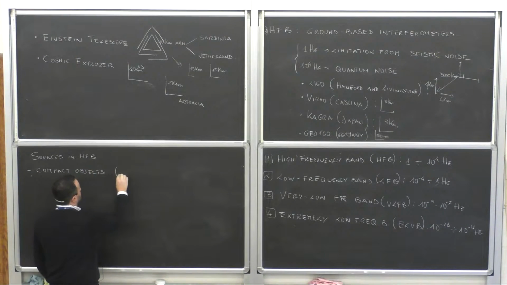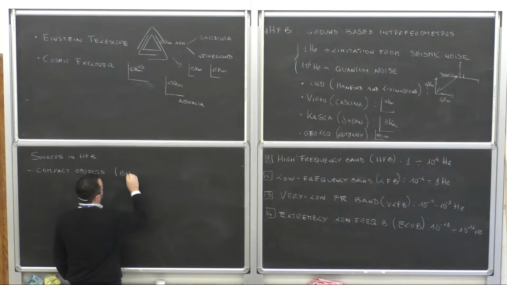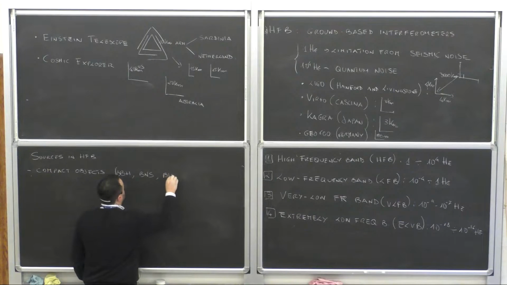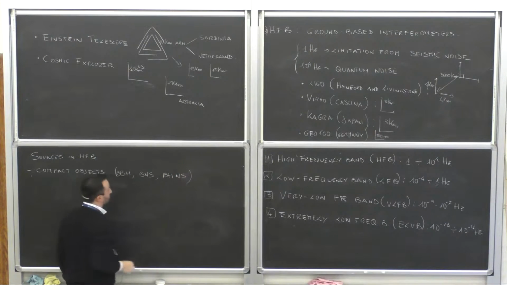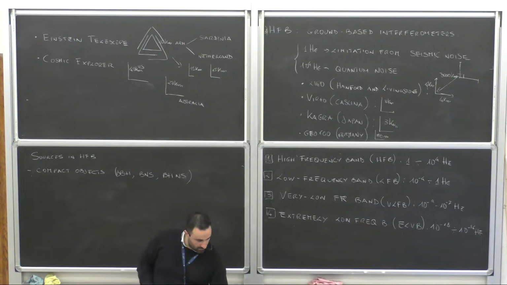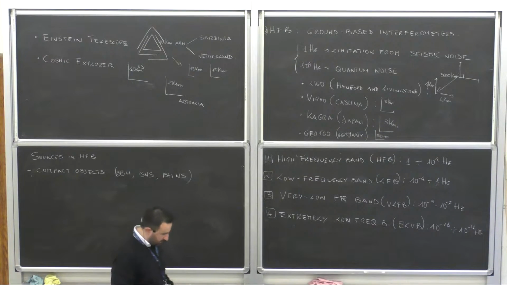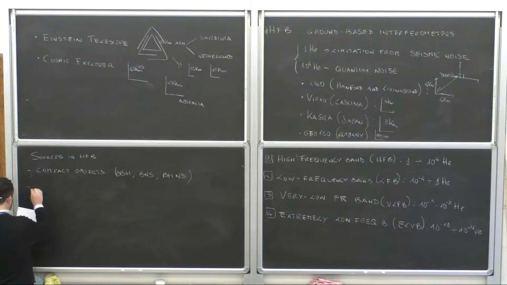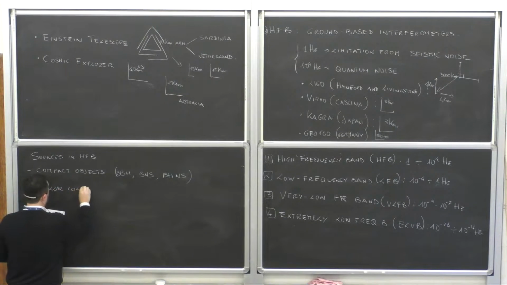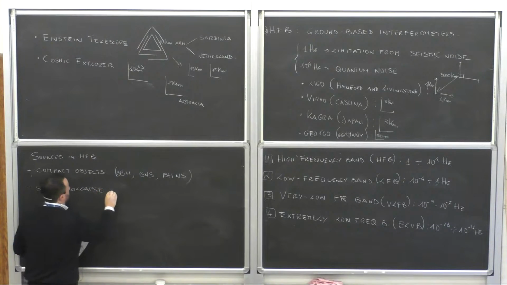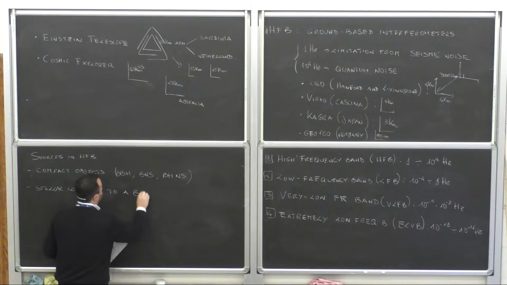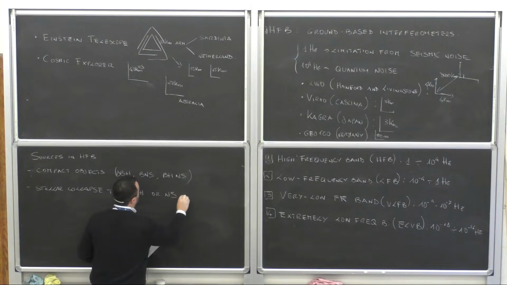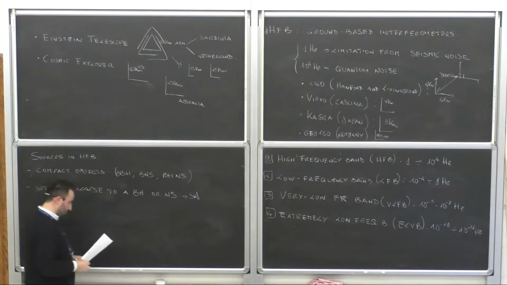So this means binary black holes, binary neutron stars, and black hole-neutron star binaries. Then you have stellar collapse to a black hole or neutron star. So essentially you have supernovae. Okay, sources.